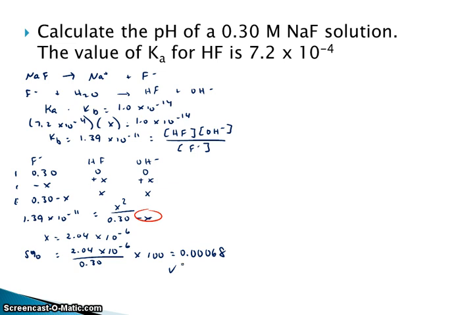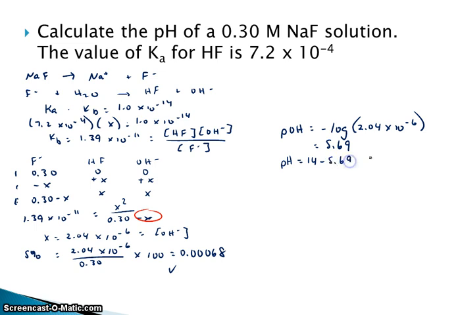Now we want to calculate the pH of the solution. We have to remember that X equals our hydroxide ion concentration. So our pOH will equal the negative log of 2.04 times 10 to the minus 6, which will give us 5.69. So our pH will equal 14 minus 5.69, which gives us 8.31. And we said that sodium fluoride is a basic solution. Our pH is greater than 7, so that works out.